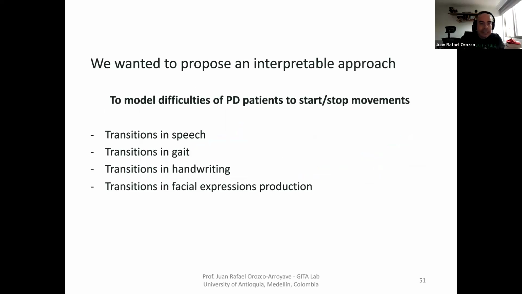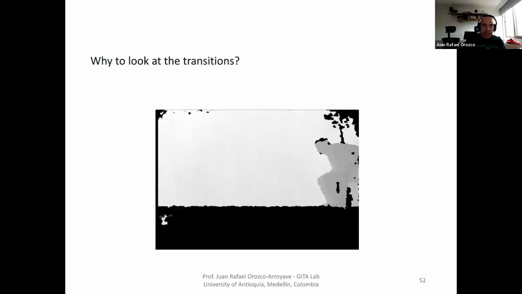Then, for the multimodal evaluation, we focus on transitions because, as I showed you in the speech, we already found some good results. And then we said, okay, what if the transitions in speech, as a hypothesis, are also transferable to transitions in gait, in handwriting, and even in facial expression production? And then we started to dig into that. And this was the main motivation.